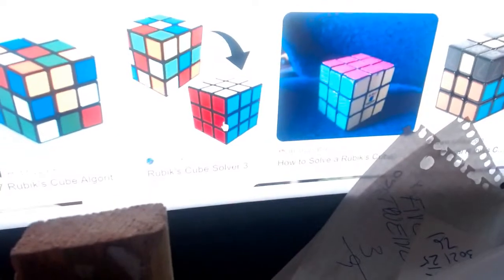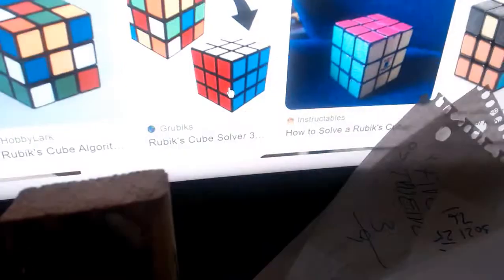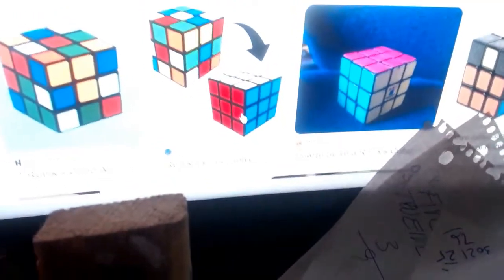that white, red, white, red. Hold on a second. I lost it. White, red, and blue are opposite.